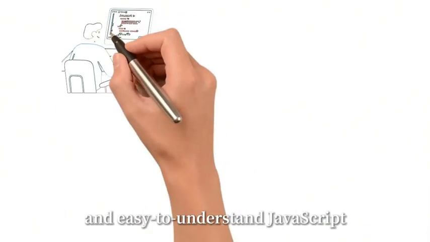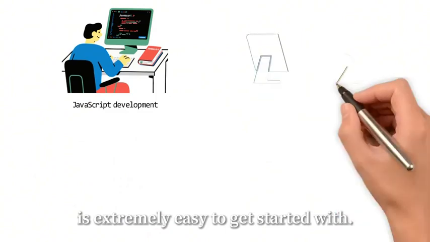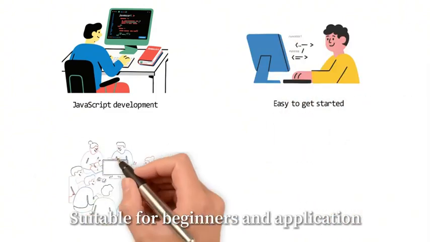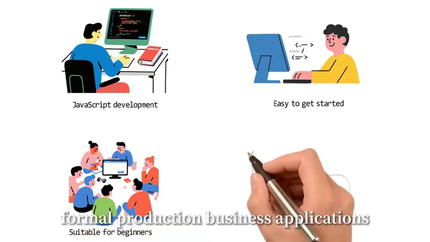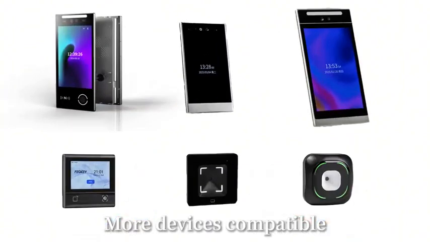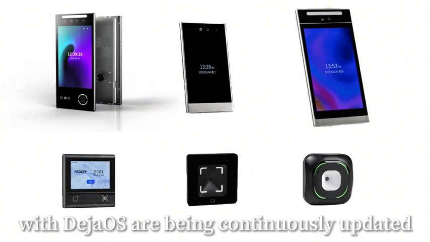Developing with simple and easy-to-understand JavaScript is extremely easy to get started with, suitable for beginners and application developers to quickly develop formal production business applications. More devices compatible with DGOS are being continuously updated.